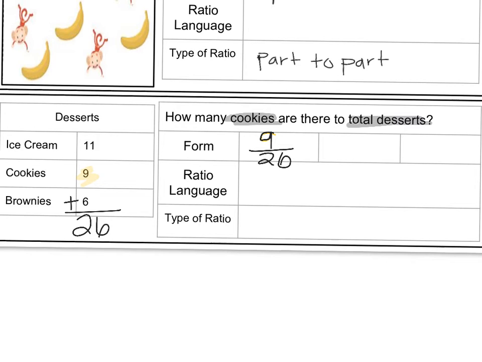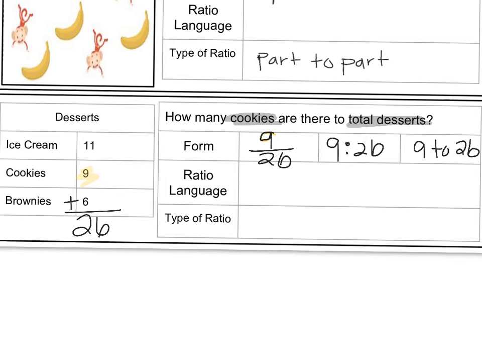The second way we can write that ratio is using the colon. So we're going to put 9, then the colon, and 26. But remember, we still read that as 9 to 26. The next form is using the word to. So we're going to say 9 to 26. Could I put 26 to 9? No, because it doesn't say total desserts to cookies. It says cookies to total desserts. Order matters. You write it the way that it's described in the problem.